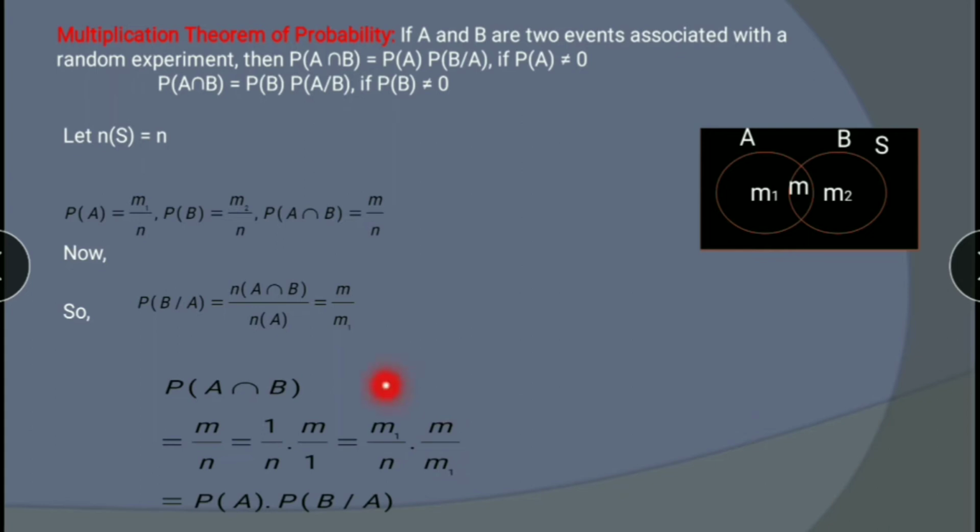What is M1 upon N? M1 upon N is probability of A, so I can write probability of A here. And what is M upon M1? M upon N, M1 is probability of B upon A, so we can put B upon A here. So probability of A intersection B is equal to probability of A into probability of B given A.